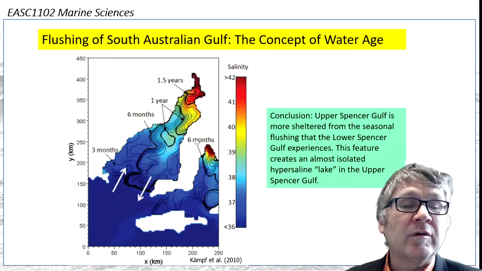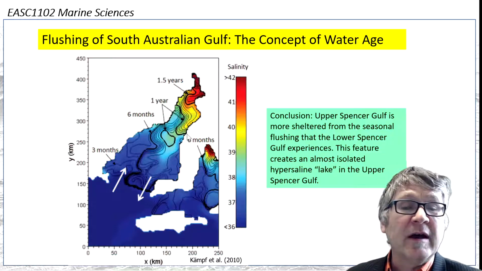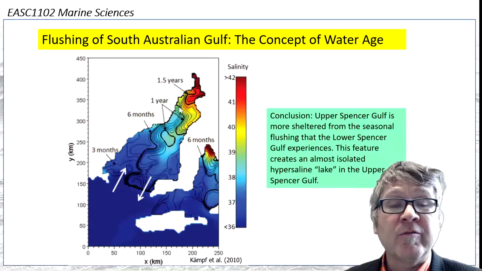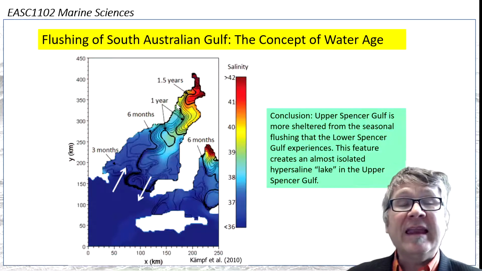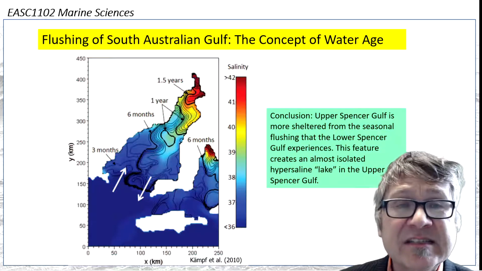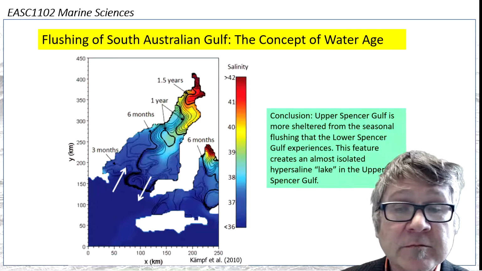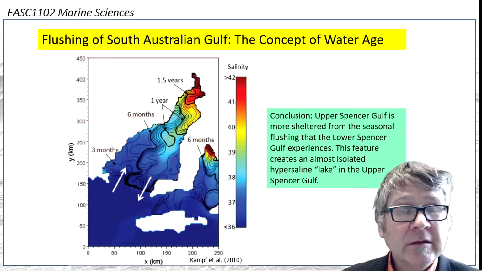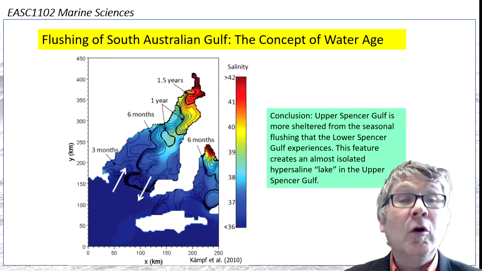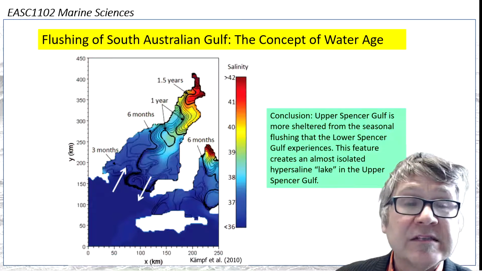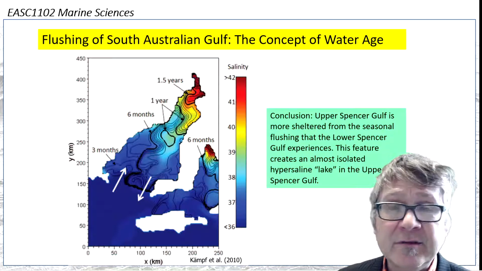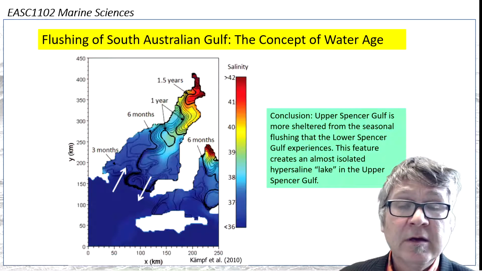So the way you can interpret this is that you have a 1 year line, a contour of 1 year. So anything less than a year is actually exposed to a seasonal flushing. Anything below a year is flushed within a year, and anything older than a year has a reduced flushing. So anything longer than a year can be identified as a retention zone. So this is what happens.